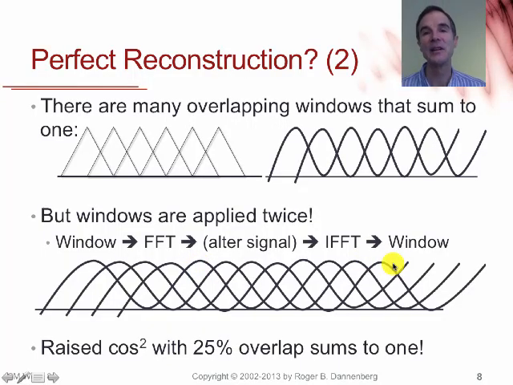It's not entirely intuitive, so a really good exercise is to mathematically prove, using trig identities, that if you take this raised cosine function and square it and then add it to itself, shifted 4 times in 25% shifts, the sum is identical to 1.